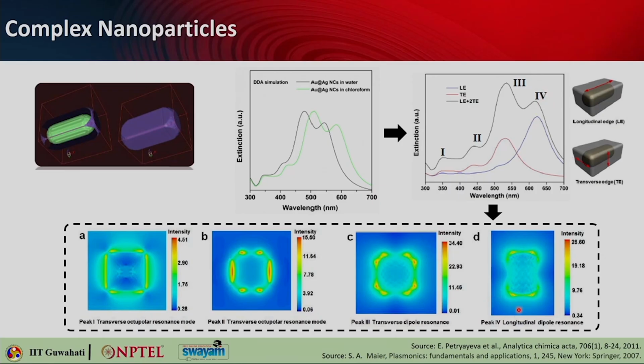So this is the longitudinal dipole, this one, peak number 3, and this is a transverse dipole. Okay. Then you are also able to see these are octopolar modes, type 1 and type 2. Now, the quadrupolar mode you will not be able to see, because that is basically a dark mode that can only be seen in the absorption spectrum, not in the scattering spectrum.